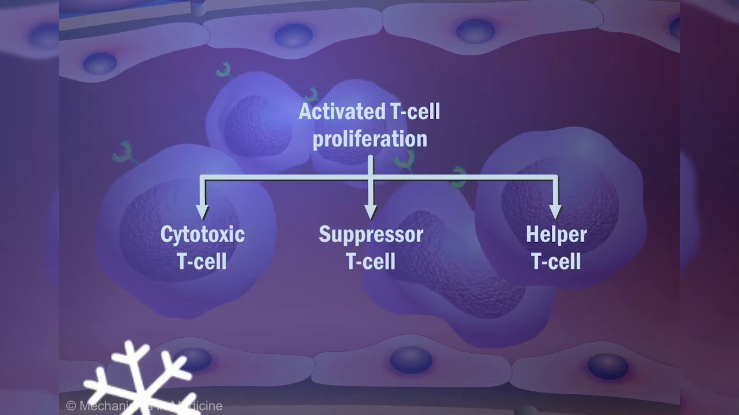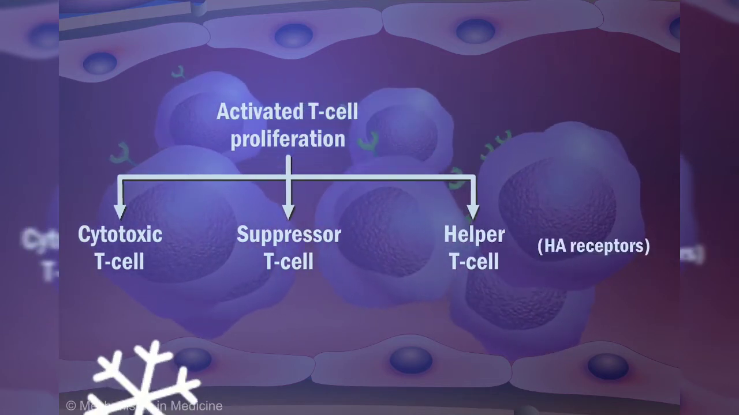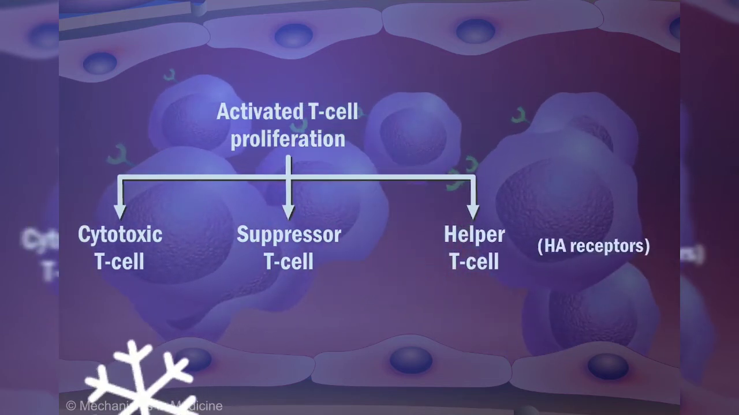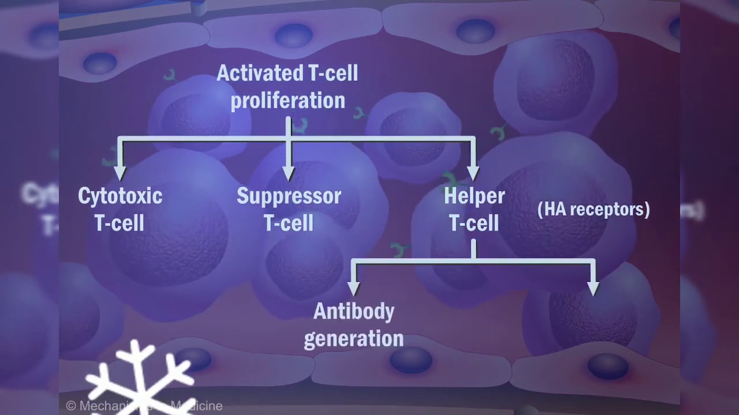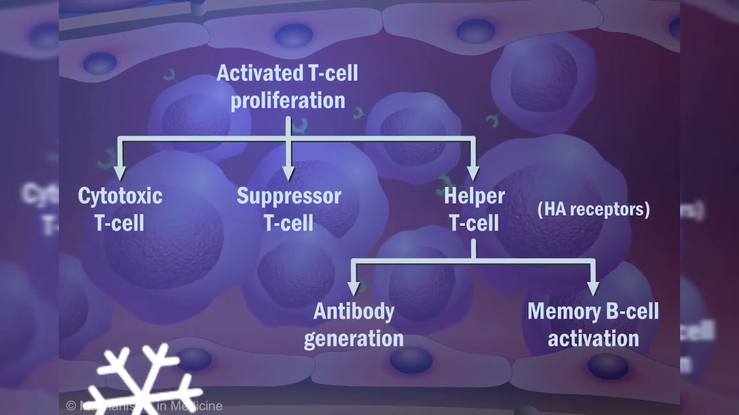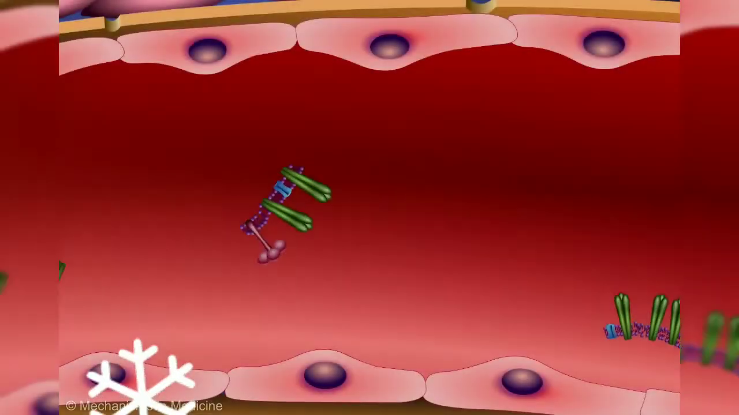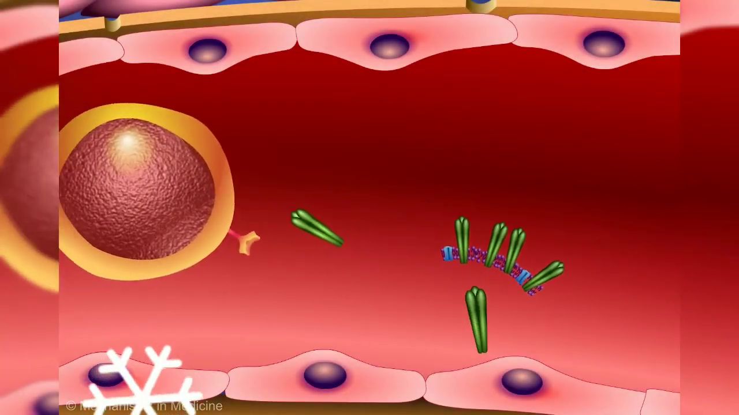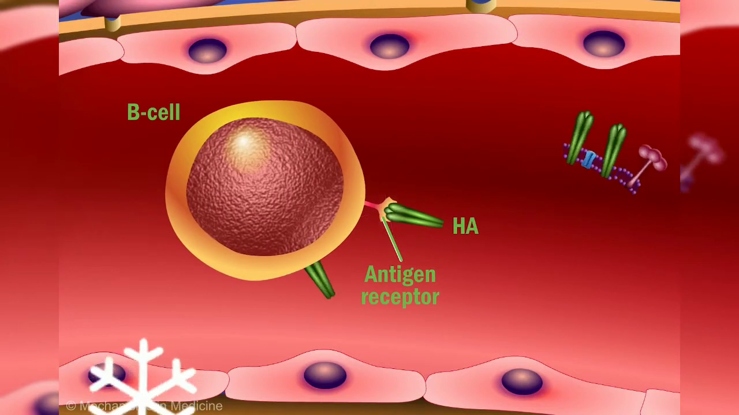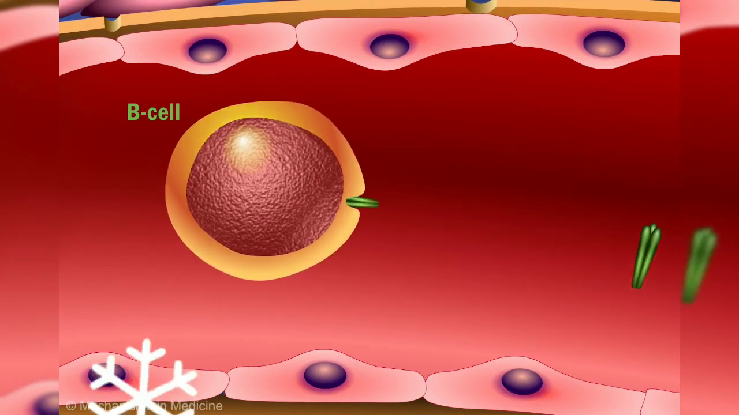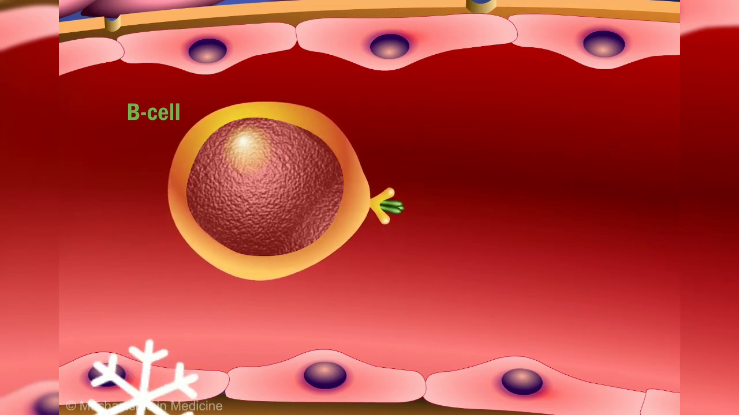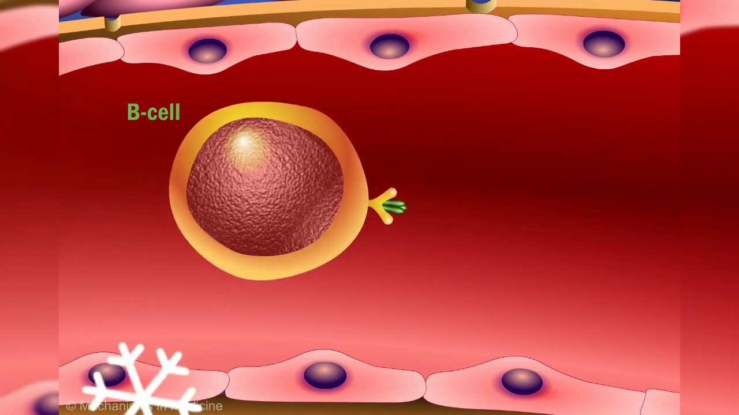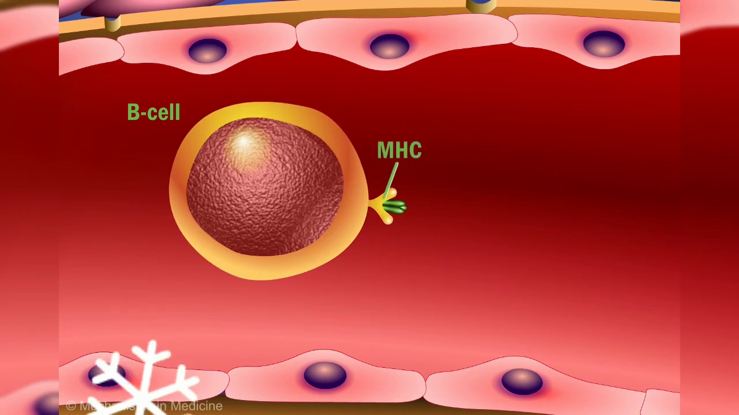Activated helper T cells express hemagglutinin receptors specific to the vaccine strand on their surface and play a major role in antibody generation and memory B cell activation. Unlike T cells, B cells are able to ingest hemagglutinin independent of the MHC. Once internalized, B cells process the hemagglutinin antigen and present it on their surface in combination with an MHC.